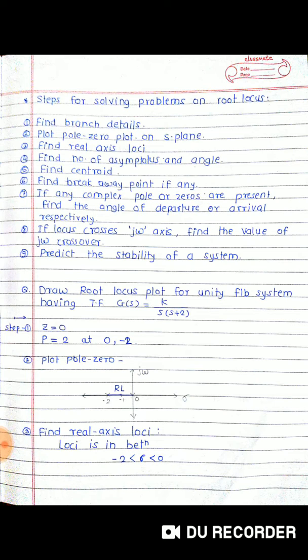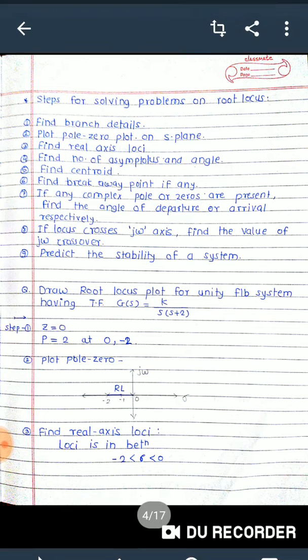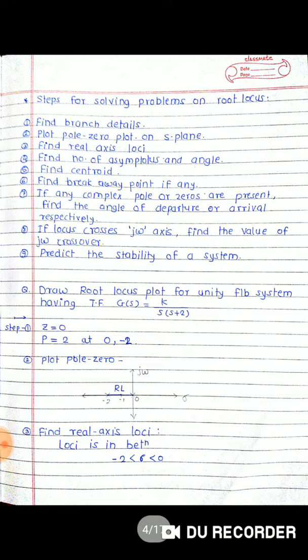First step is find the branch details. Branch details means that you have to find out how many zeros and how many poles are there. For a given transfer function, G of s is equal to K divided by s into bracket s plus 2, number of zeros are not there, so z is equal to 0, and two poles are there. One is at 0, another one is at minus 2. Easily we can find this out.